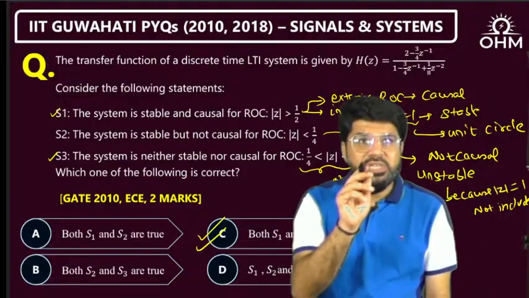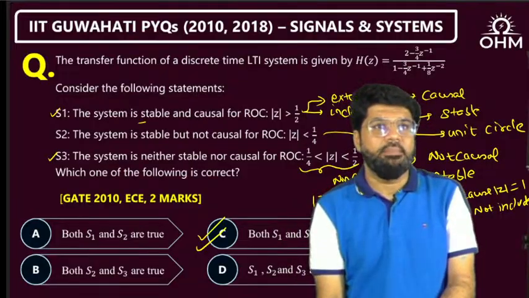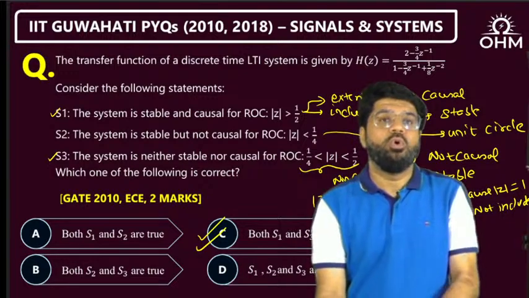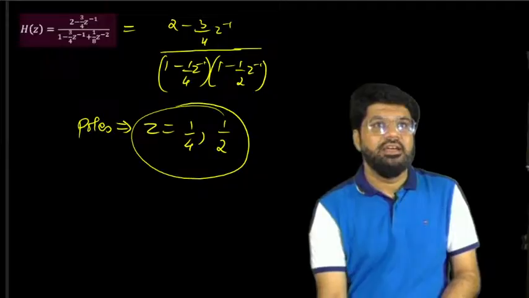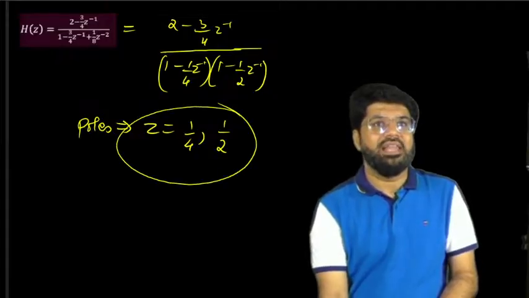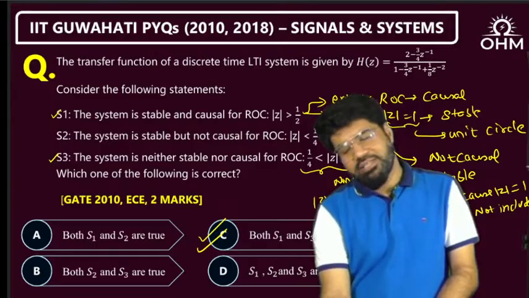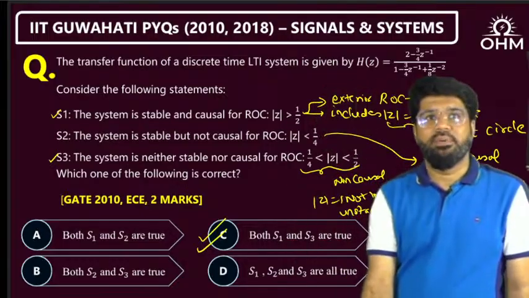Now for this question, why is statement number 1 true? The system is combined stable and causal. It will only be possible for those systems where all the poles are inside the unit circle. All the poles, 1 by 4 and 1 by 2, are both less than 1. So both poles are inside the unit circle, and hence the system can be both stable and causal.